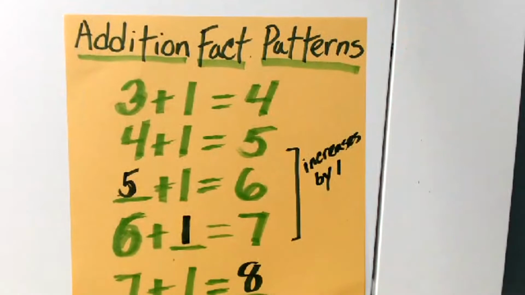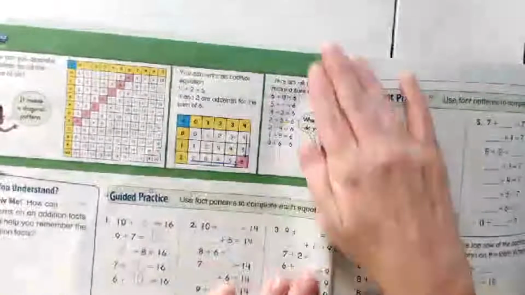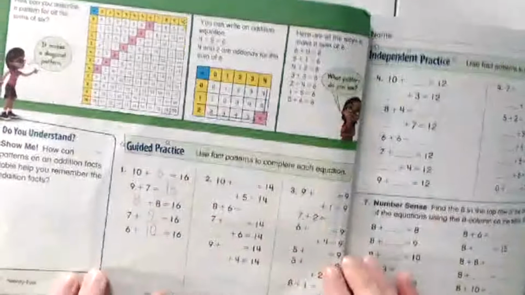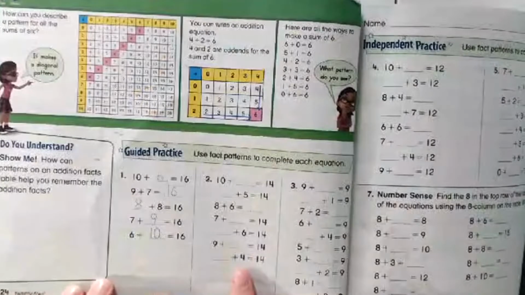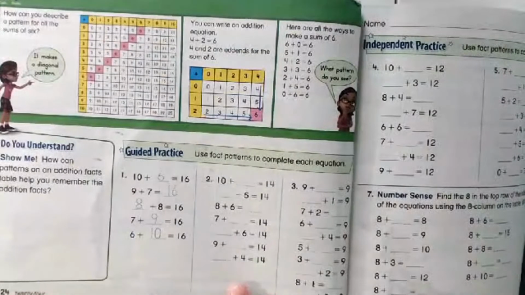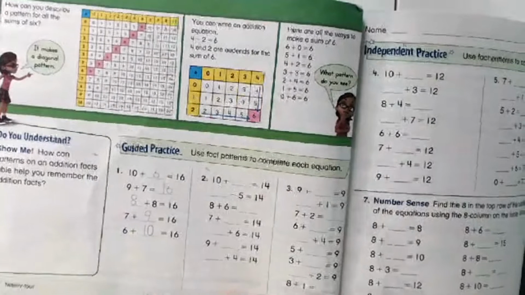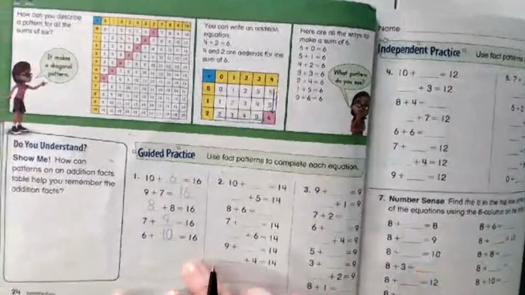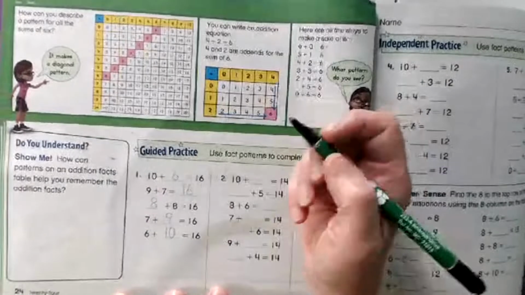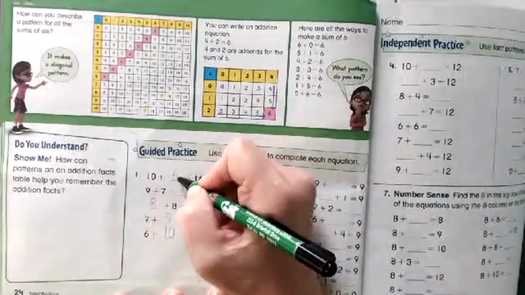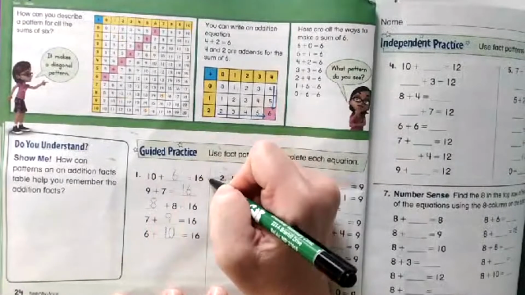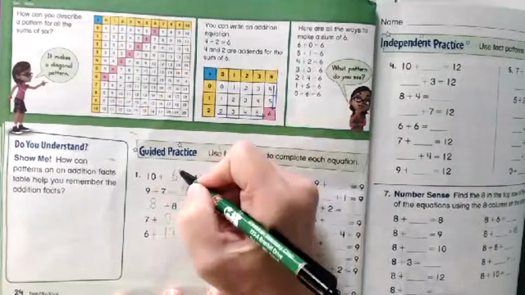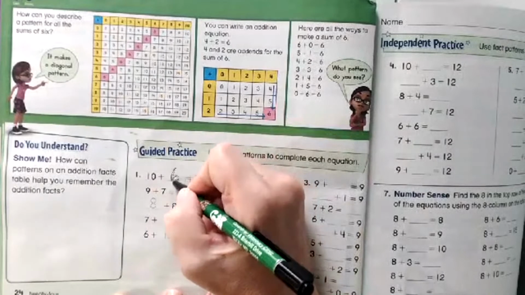So let's do some little practicing together. In your workbook, I would like for us to look at number 1 and number 2. We're going to practice those together. Number 1 is filled in for us, but I just want to go over it. So we have 10 plus blank equals 16. 10 plus 6 equals 16.